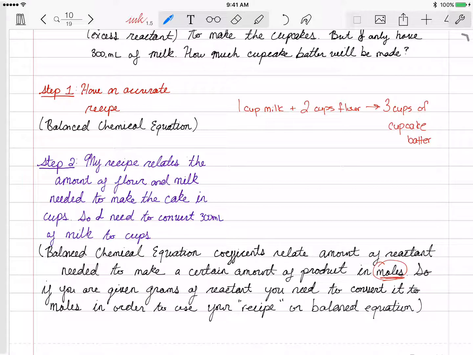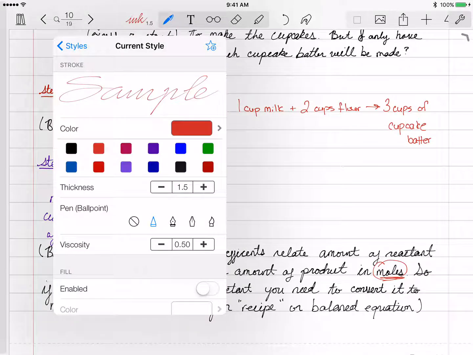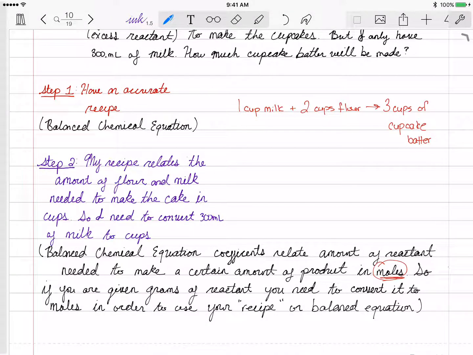So we're going to go on to the second step. My recipe relates the amount of flour and milk, in cups, needed to make the amount of cake in cups. I was given my amount of milk in milliliters, so I have to convert from milliliters to cups. And this would translate to an actual chemical reaction. If you're given grams, you have to convert that to moles in order to use your balanced chemical equation to relate the amount of reactant to the amount of product. We're going to do a real practice problem, but for right now, we're going to convert 300 milliliters of milk to cups of milk.